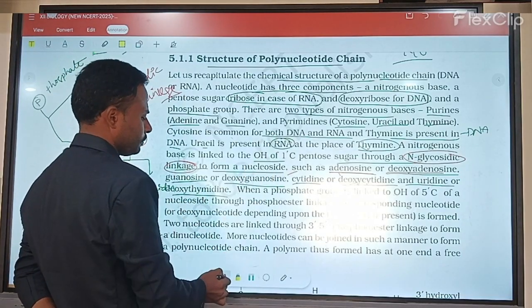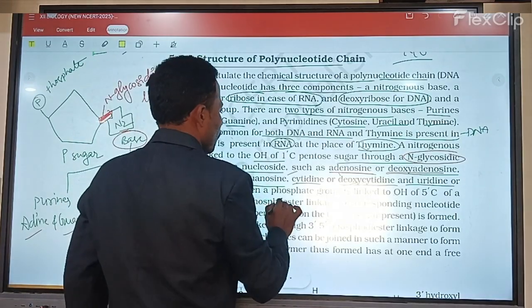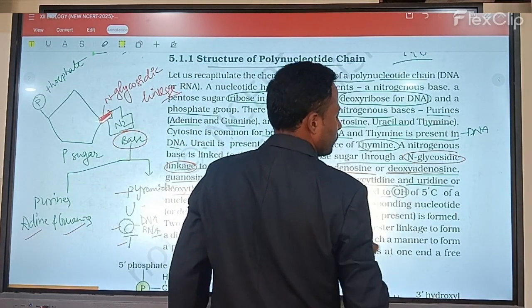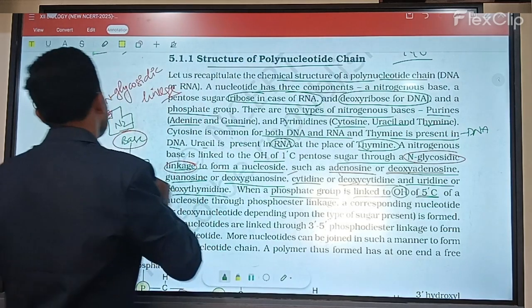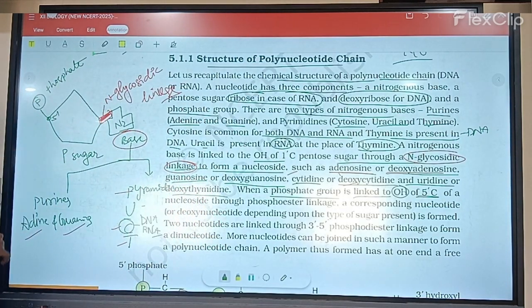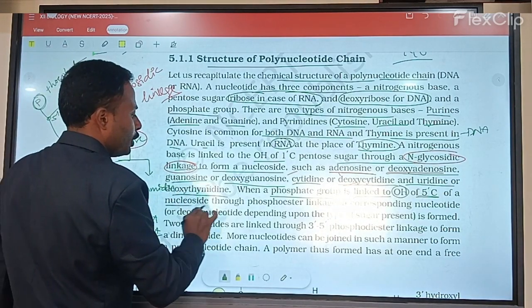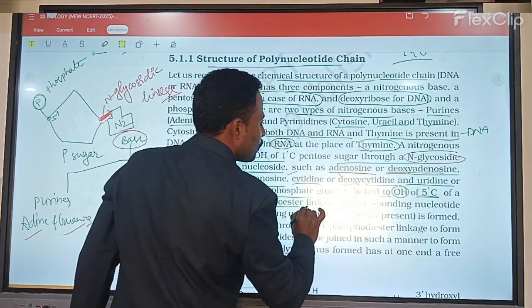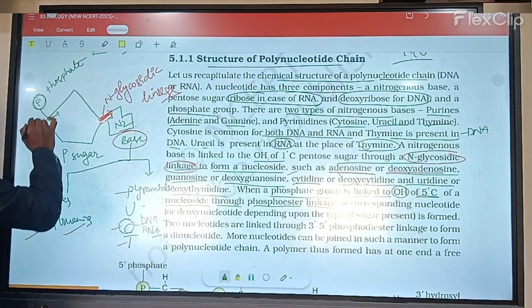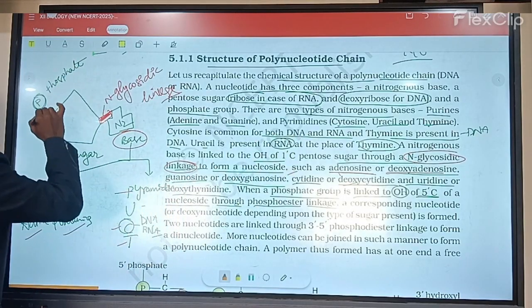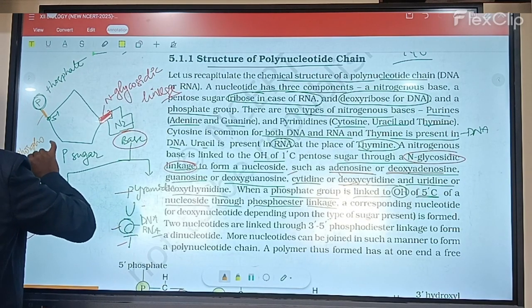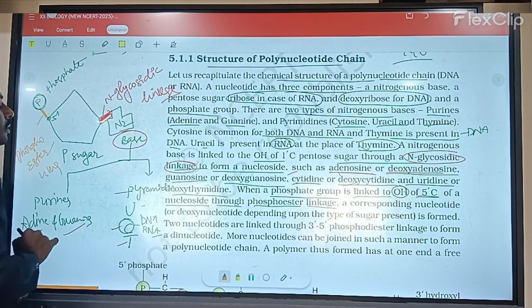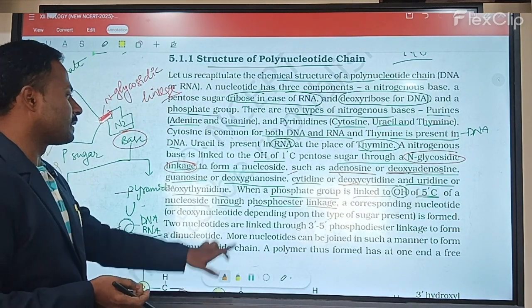When the phosphate group is linked to an OH group at the 5' end, the fifth carbon, this fifth carbon contains a phosphate group. They complete the nucleosides through phosphoester linkages. So here a phosphoester linkage is present. This bond is called the phosphoester linkage.